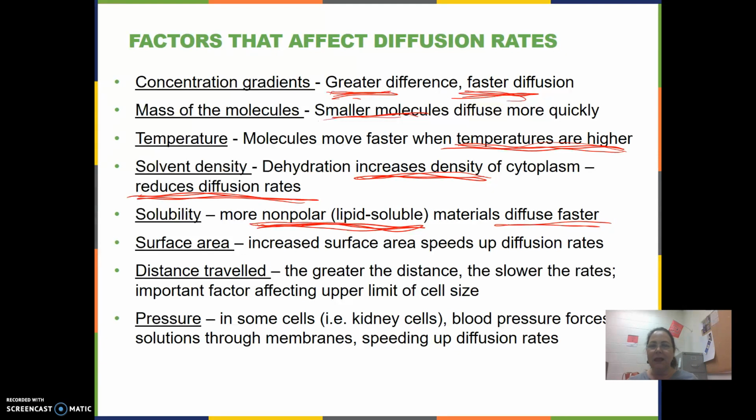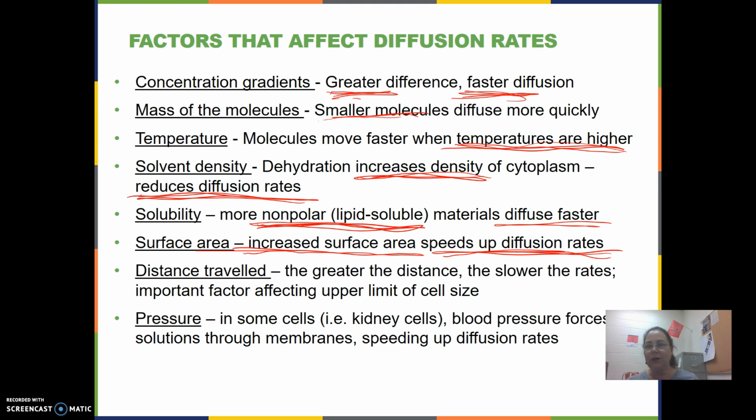The surface area. So one reason that we chew our food up is because that increases the surface area. The smaller the food particles are, the more surface area that there is for enzymes to react and break those food particles down into smaller molecules. So increased surface area speeds up diffusion rates. That means physically breaking molecules down into smaller molecules is going to speed up diffusion rates.